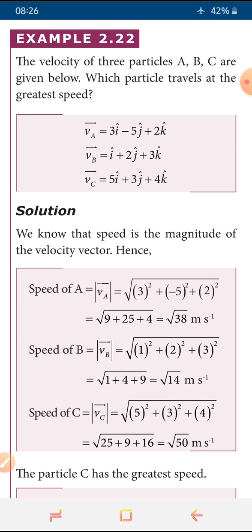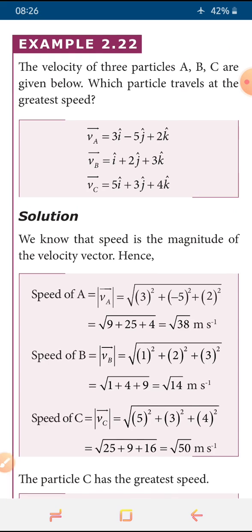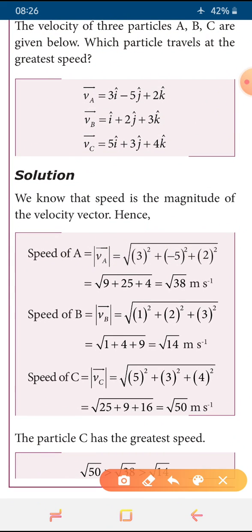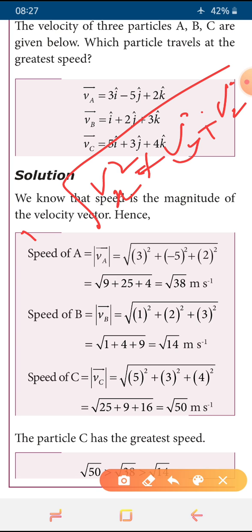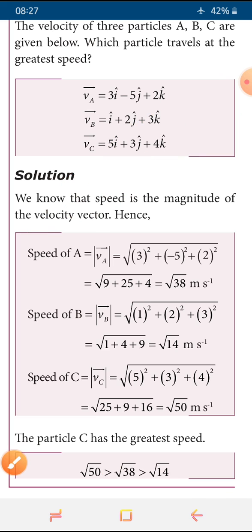So speed is the magnitude of the velocity vector. Then we can find the speed of A, which is mod VA vector, equal to square root of. If we have to find out the speed, we can write the formula: square root of Vx square plus Vy square plus Vz square. This is the magnitude of speed. We are going to use that. We have seen this at the beginning, children. Now we are going to apply it directly. Taking the speed of A, mod VA vector is equal to square root of 3 square plus -5 whole square plus 2 square. When we solve this, it is square root of 38 unit meter per second.